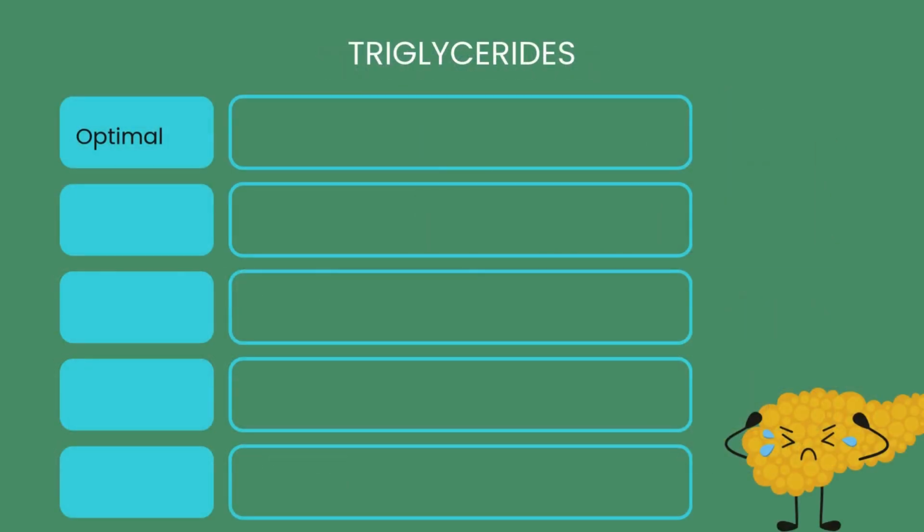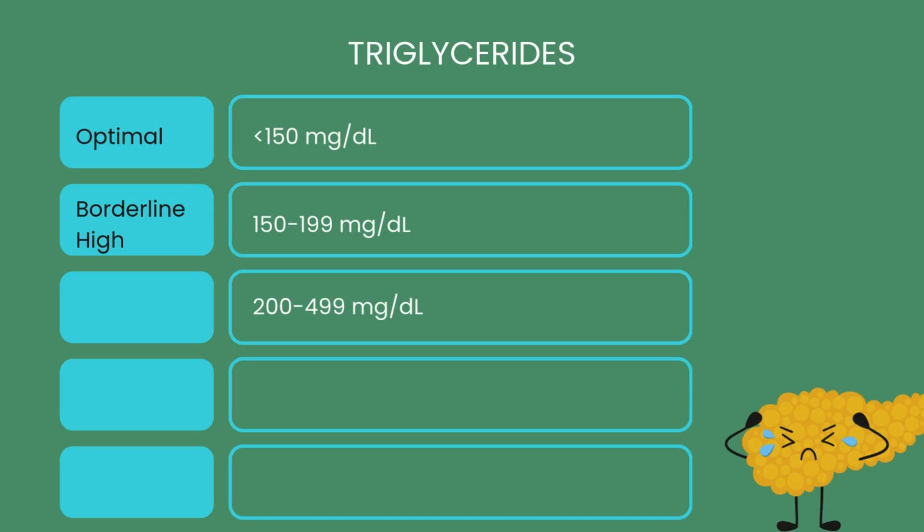A normal fasting triglyceride level is less than 150 mg per deciliter. Levels between 150 and 199 mg per deciliter are considered borderline high. 200 to 499 mg per deciliter is high, and 500 mg per deciliter or greater is very high. Elevated triglycerides are a marker for increased risk of cardiovascular disease and, at very high levels, defined typically above 1,000 mg per deciliter, can also increase the risk of acute pancreatitis.